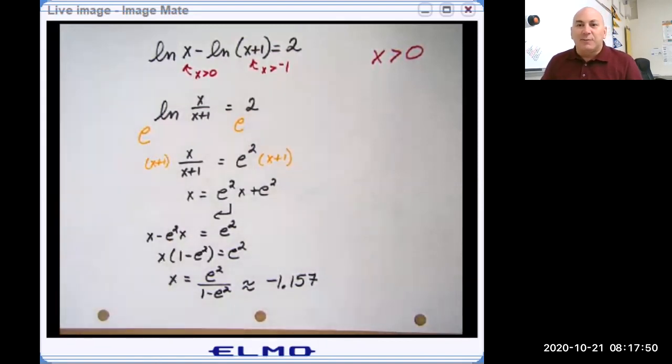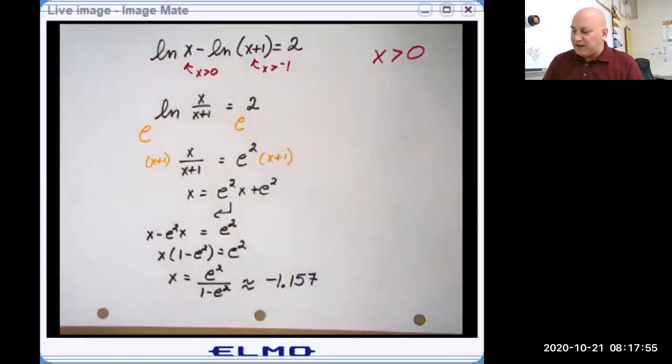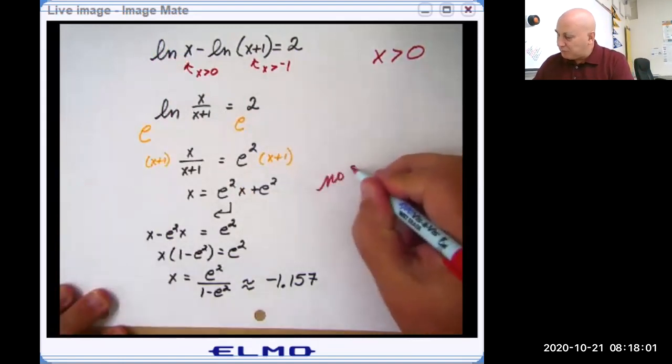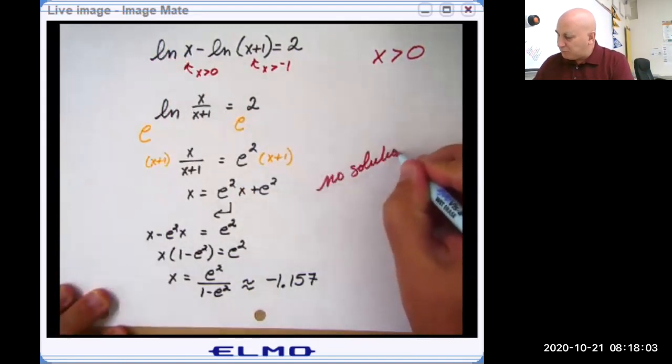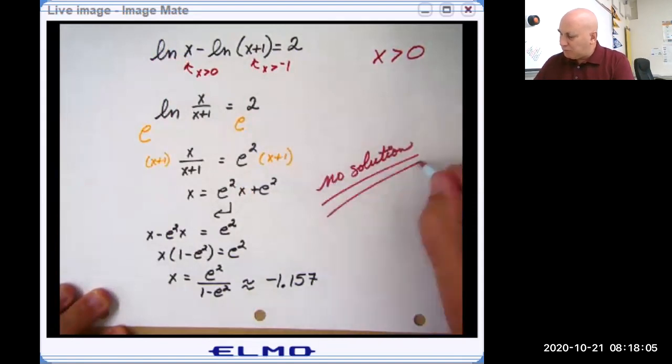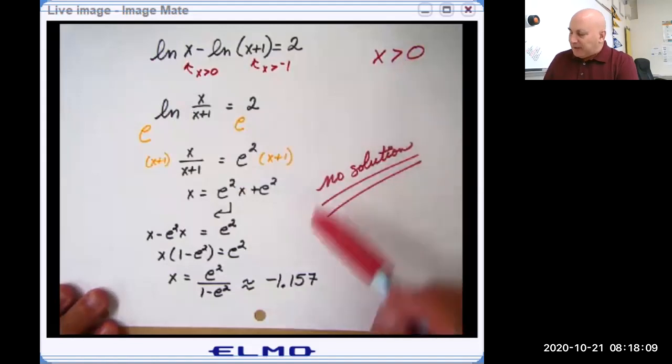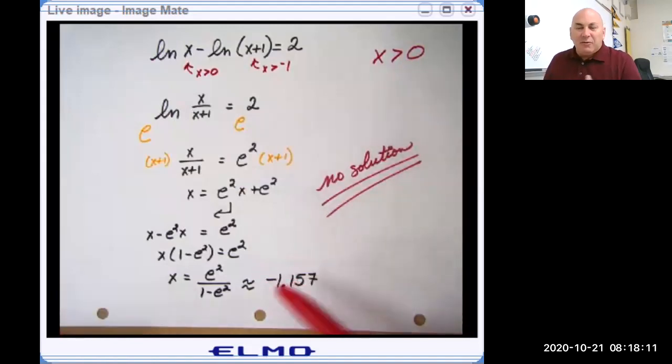What's the answer to this problem? What value of x satisfies that equation? None. X has to be greater than 0. Where did this come from? Well, it's an artifact of some of the math that we did.